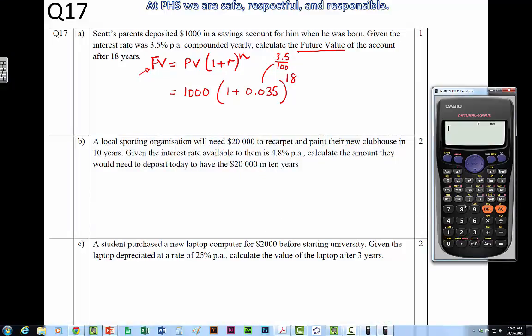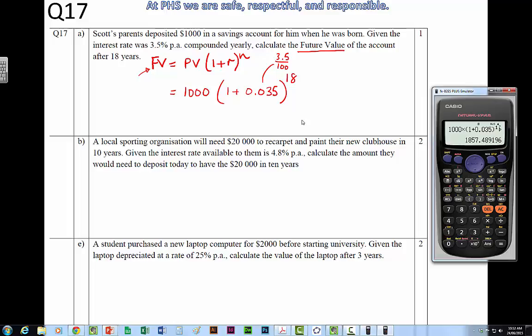So we've got, let's do the inside part of the brackets first. Actually, we might be able to type it in. So 1,000 times, open bracket, 1 plus 0.035. We're raising that to the power of 18 equals. All right, there's our final answer.